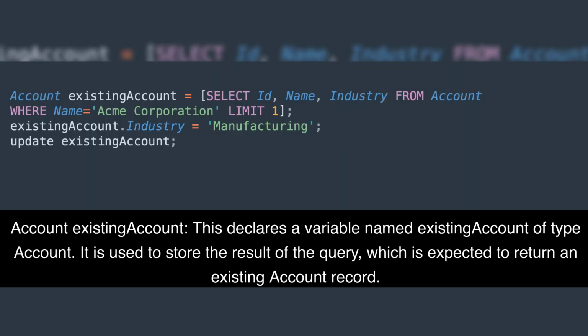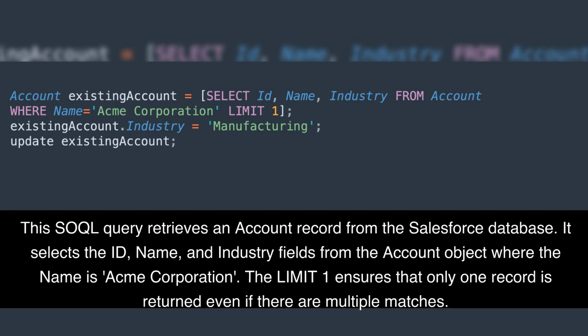Account existingAccount. This declares a variable named existingAccount of type Account. It is used to store the result of the query, which is expected to return an existing account record. This SOQL query retrieves an account record from the Salesforce database. It selects the Id, Name, and Industry fields from the Account object where the Name is Acme Corporation. The LIMIT 1 ensures that only one record is returned even if there are multiple matches.